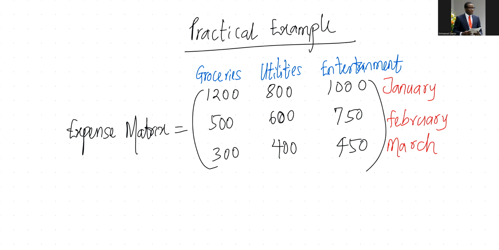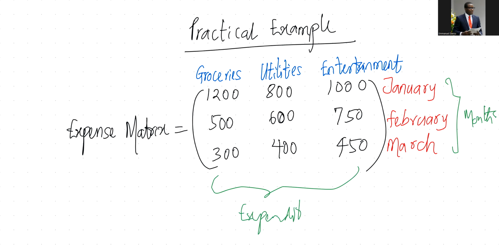Now, you see that for all the rows, the months are captured in the rows. So the rows represent the months of the year, and then the columns represent your expenditure. Let me just call it expenditure. So basically, it is what you spend money on.